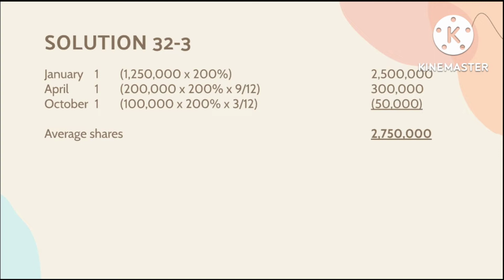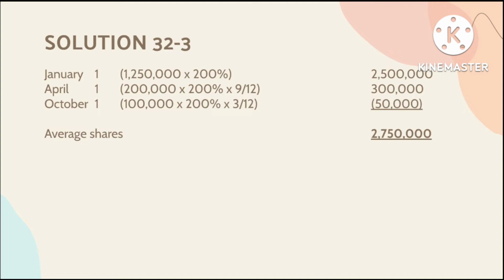2,750,000 weighted average shares. In order to get the average shares, you need to compute for the January, April, and October shares. In January, the shares outstanding are 1,250,000 times 12 over 12, or 1 year. So 1,250,000 times 200% is equal to 2,500,000. The April share is equal to 200,000 times 200% times 9 over 12, which is the fraction for April, which is 300,000.